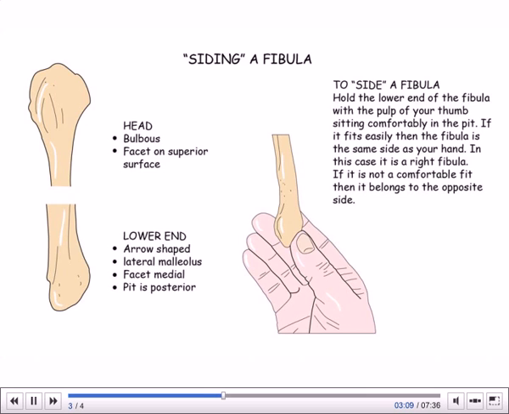Now, to decide which way a fibula fits on the body, we hold the lower end of the fibula with the pulp of one's thumb sitting comfortably in the pit, which is on the posterior aspect. If it fits easily, then the fibula is the same side as your hand. In this case that we're showing here, it is a right fibula and is being held comfortably by the right hand. If it isn't a comfortable fit, then it belongs to the opposite side of the body.